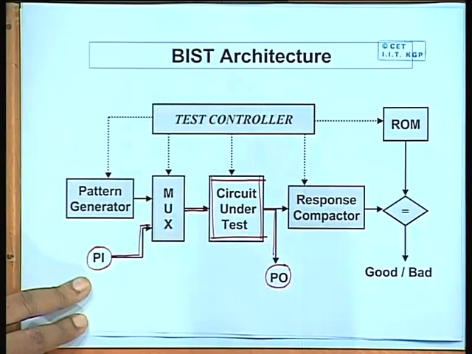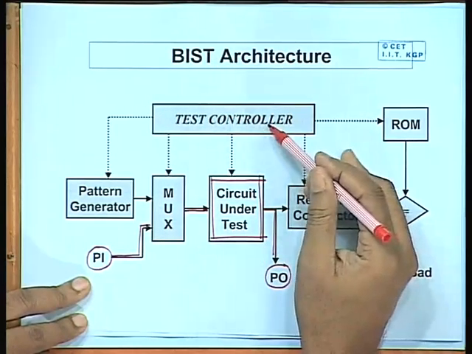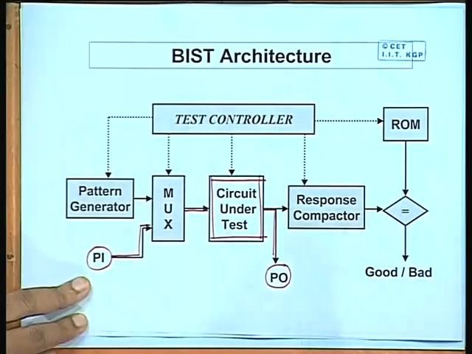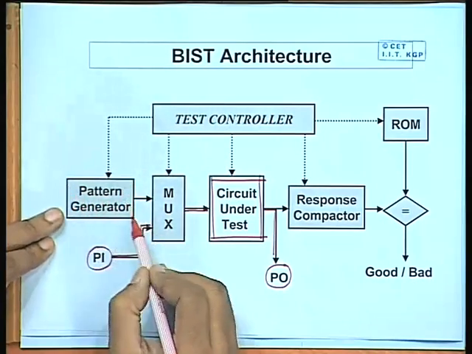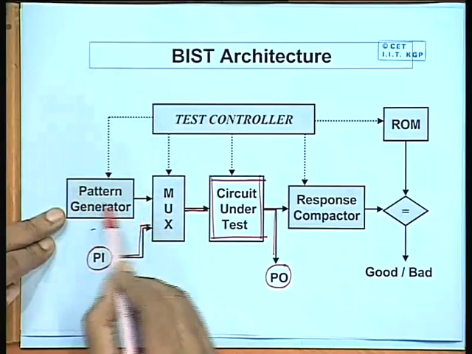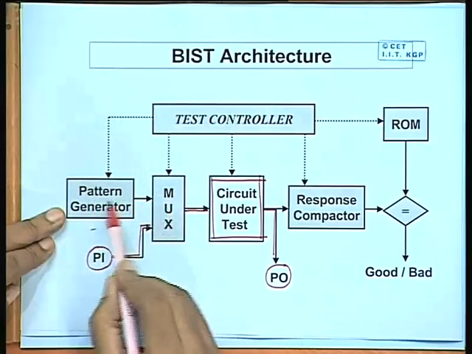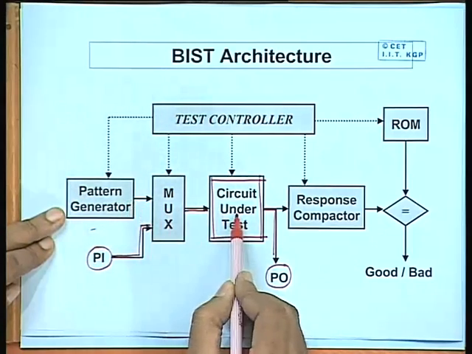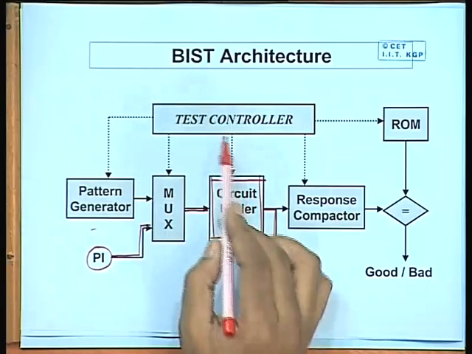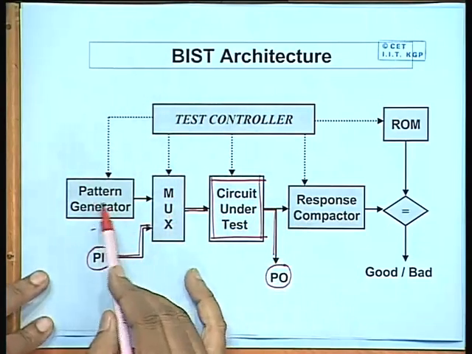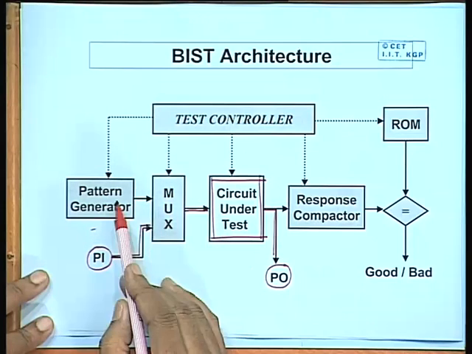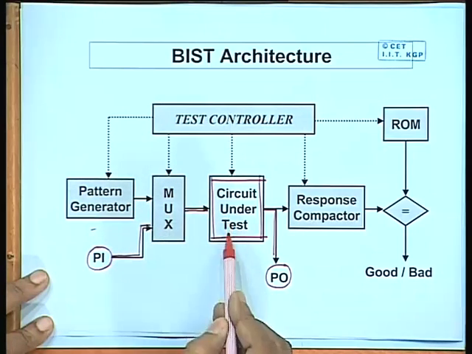Now, in the test mode, the test controller will be controlling several things. First is that there will be a hardware pattern generator which will now start to generate some patterns that will be applied to the circuit under test. Now, the controller will also be controlling the multiplexer, so that now these patterns and not these PIs will come to the input of the CUT.